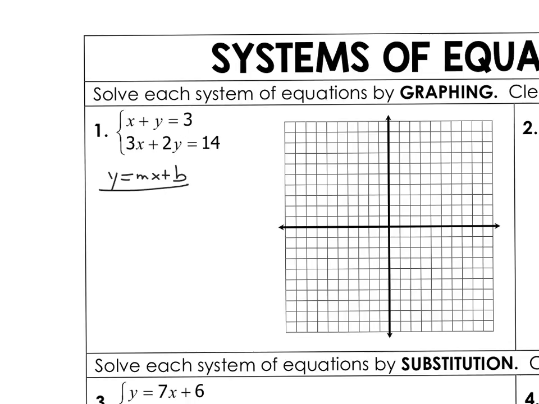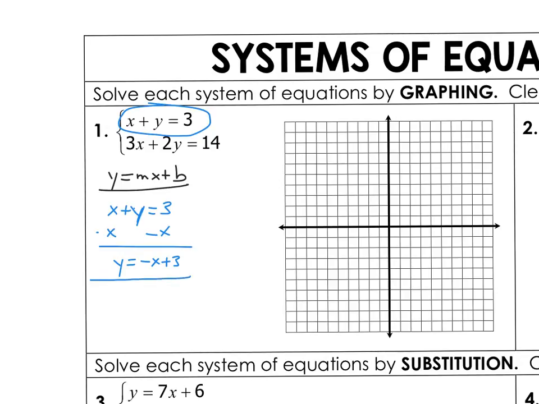So let's take the first equation, which I'll do in blue. If we're solving this system by graphing, I'm first going to want to change this equation to slope-intercept form, which would mean that I would need to solve for y. How would I solve for y on this equation? All I would have to do is subtract x on both sides. And if I do that, y would be by itself. It would be y equals negative x plus 3.